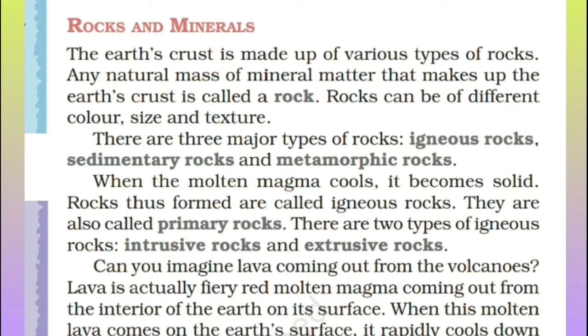The Earth's crust is made up of various types of rocks. Any natural mass of mineral matter that makes up the Earth's crust is called a rock. Rocks can be of different color, size and texture. So we have read earlier what the Earth's crust is. The Earth's crust is the topmost layer of the Earth.